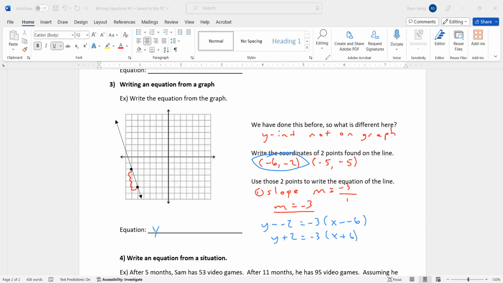I'm going to go over here and write that equation on the line. Y plus 2 equals negative 3, x plus 6. And the reason I'm able to stop there is because it said write the equation from the graph. It didn't say which form it wanted it in, so you can stop there. If I said put it in slope-intercept form, you would have to go a little further. Hopefully you're catching on to that theme.